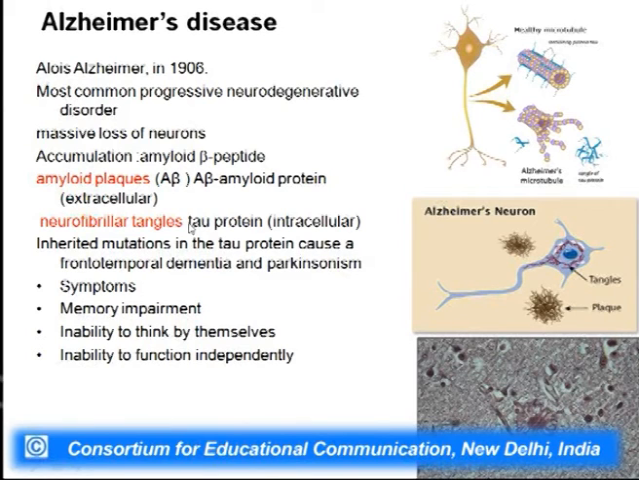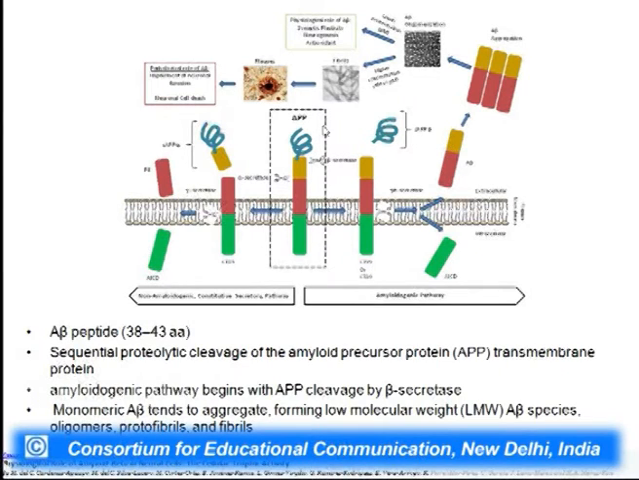Two proteins are important in Alzheimer's disease. One is the amyloid A beta protein, which forms extracellular plaques, and then you have the tau protein which forms intracellular NFTs or neurofibrillar tangles. Alzheimer's, as you know, has memory impairment and inability to think by themselves. Generally it occurs by aging, but it can also be familial and can also be induced by environmental stress, pesticides and metals. So, what is the mechanism of amyloid formation here?